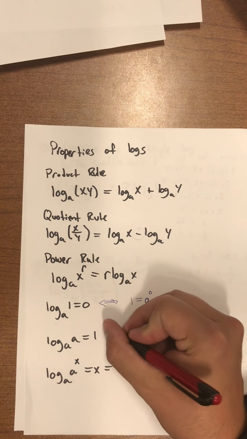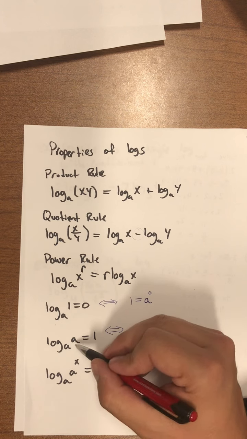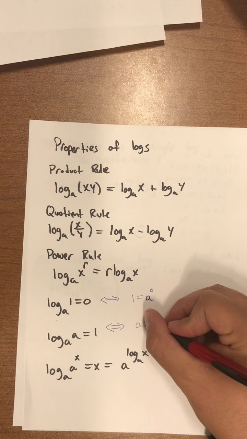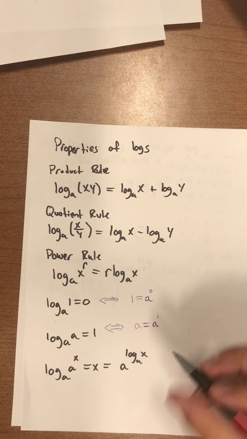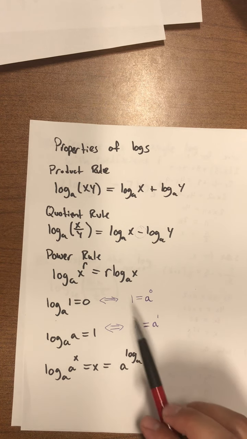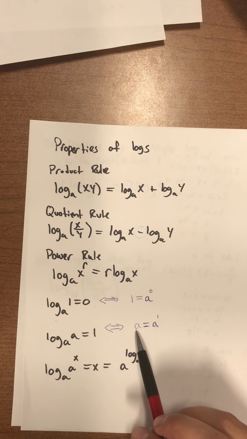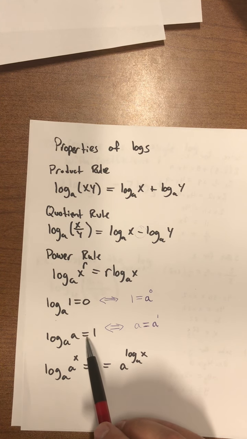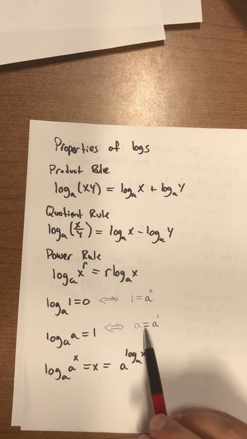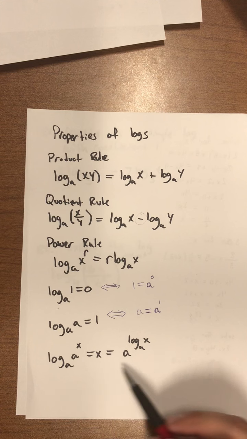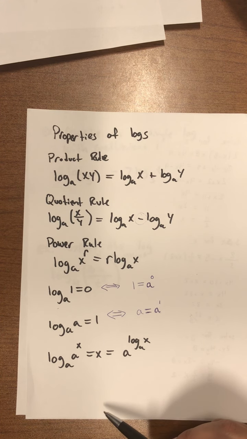So let's do the same thing with log base a of a equals 1. If we did that transformation again, we'd have a equals a to the first, which is a true statement. So this statement is something we've known for a long time. a is equal to a. So this logarithm, log base a of a equals 1, is another way to write that.